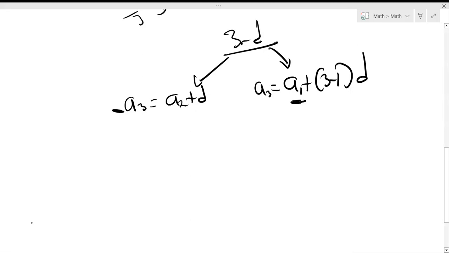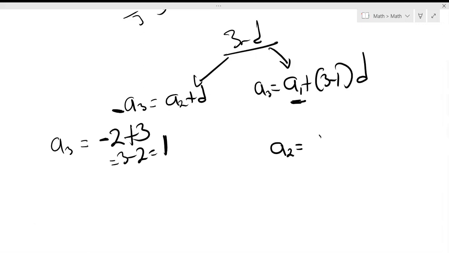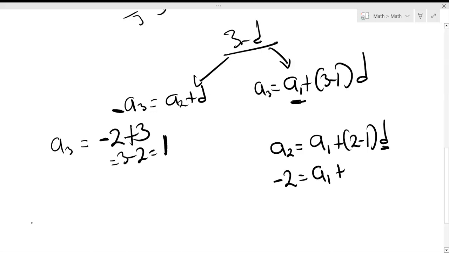What's our a2? Our second term was minus 2, and our d was 3, so minus 2 plus 3 is the same as 3 minus 2, which is 1. Now, how do we find our a1? We know that a2 is equal to a1 plus (2 minus 1)d, using the general formula. We know a2 is minus 2, and a1 plus 2 minus 1 is 1, and 1 times d is d. Remember our d is 3, so that'll be 1 times 3.